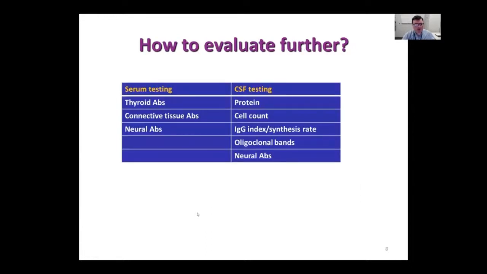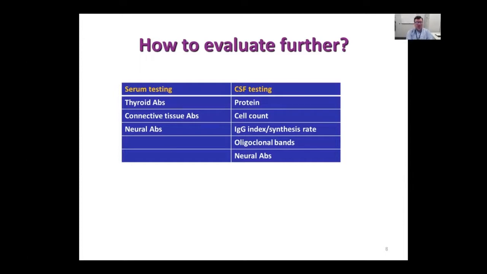So how do we evaluate these patients further? Well, we try to define the neurological phenotype to start with, the history in terms of the acuity of the development of the symptoms, and the other historical factors that I mentioned, which can really help determine a level of suspicion for something autoimmune.